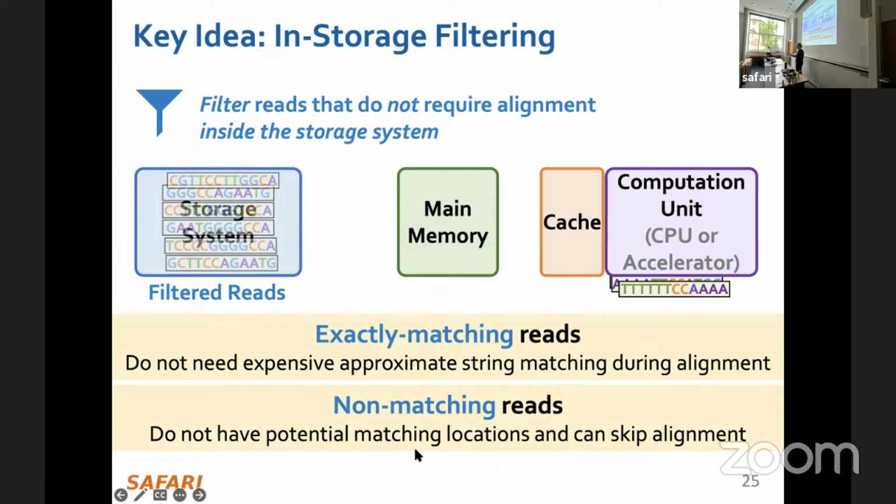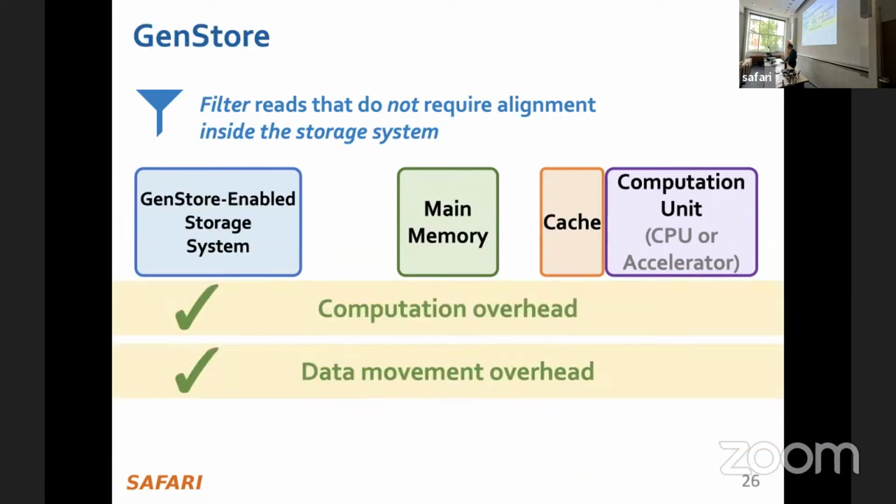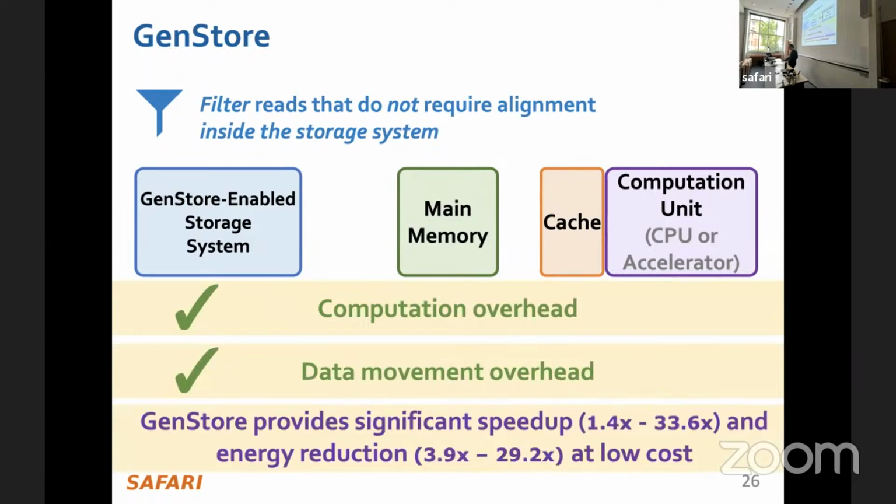And the idea is, if these are not filtered using the accelerators that are designed for exactly matching and non-matching, then ship it to the computation units that are doing the expensive computation, okay? And if you do this, you will address hopefully most of the data movement overhead from the storage system. And the paper shows that you can get significant speed up as well as energy reduction at the same time with low cost modifications to the storage system.